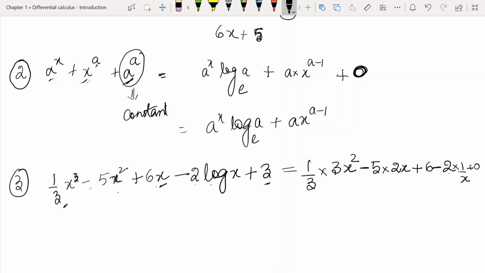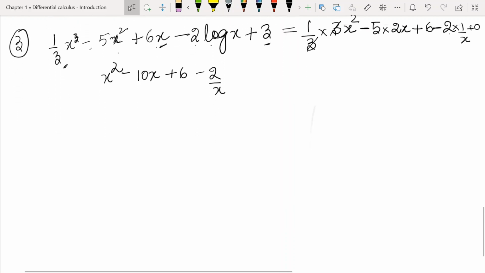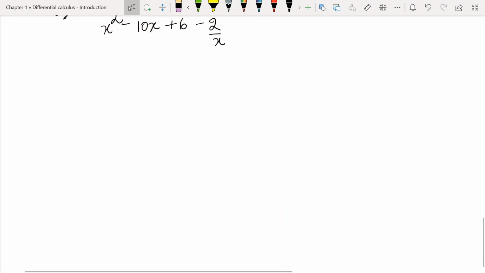Now let us simplify this whole term. It is nothing but 3 and 3 will get cancelled. So we are left with x square minus 5 2s are 10x plus 6 minus 2 by x. Now I'm going to leave it as it is without further simplification. You can look at the options and if further simplification is required, then we can take the LCM here. So let's move on to the next question, question number 4.